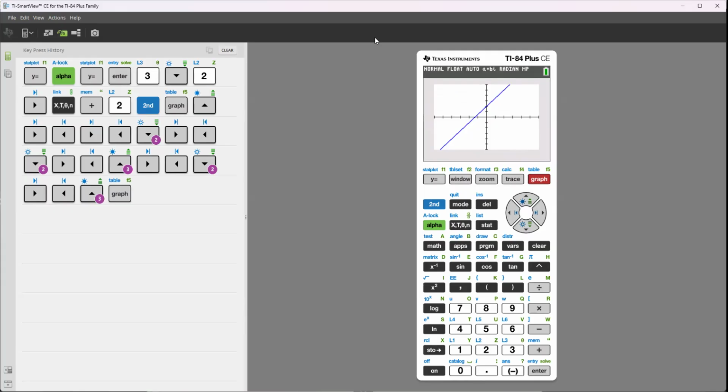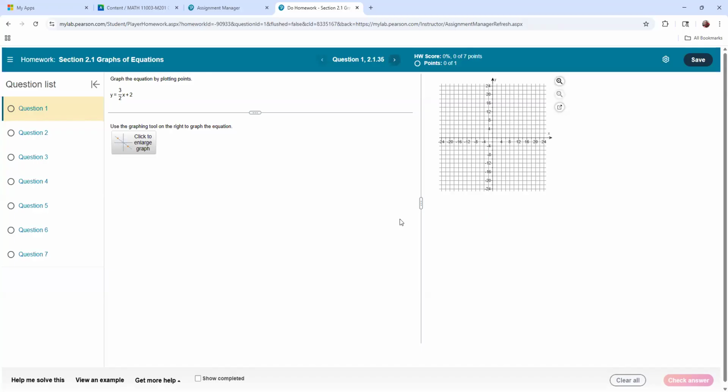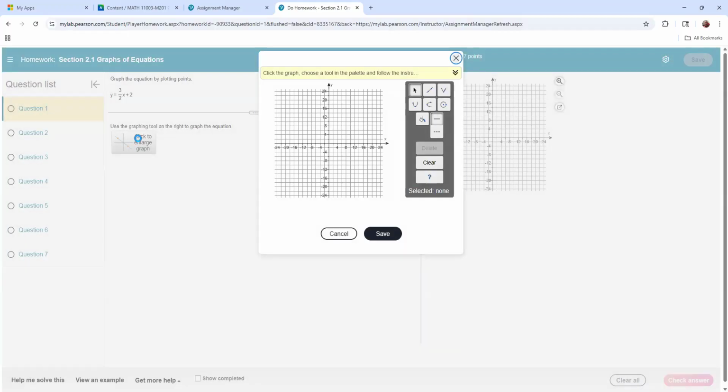All right, so that's using that calculator. So let's go back and put it into MATLAB now. Under the problem here, it says click to enlarge graph, that gray thing there. I'm going to click that. It's going to pull up a graph. So the first tool is just the object selection tool. We don't really use that.